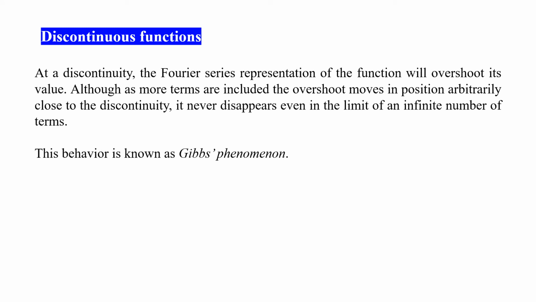At the discontinuity, the Fourier series representation of the function will overshoot its value. Although, as more terms are included, the overshoot moves in position arbitrarily close to the discontinuity, it never disappears even in the limit of an infinite number of terms. This behavior is known as your Gibbs phenomenon.